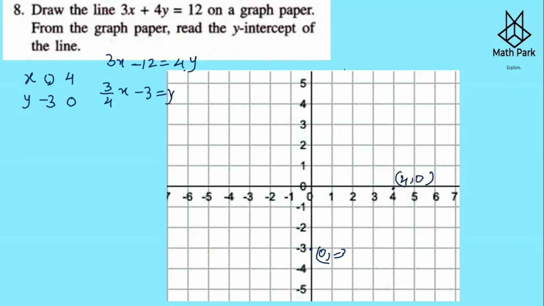And then they are asking you to read the y-intercept of a line. So reading the y-intercept of a line, the y-intercept is minus 3. So without drawing also we can see here that since the x coordinate is 0, the y-intercept, which we call the point where the line intersects the y-axis, that is c, is equal to minus 3. Got it? C is equal to minus 3.